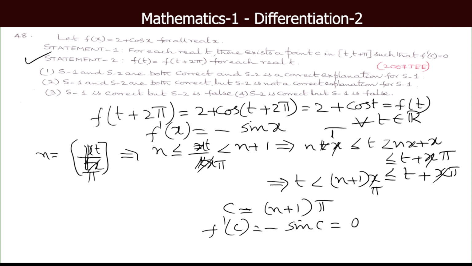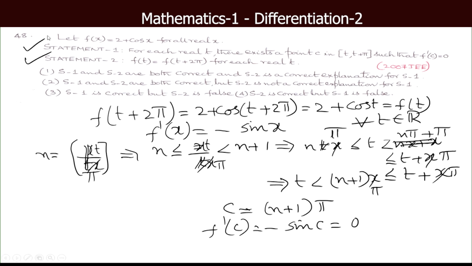So, multiplying by pi, n pi is less than or equal to t, less than n plus 1 into pi. But n pi is less than or equal to t, so this is less than or equal to t plus pi. This means n plus 1 into pi lies between t and t plus pi. So that is our c, the required c in [t, t plus pi]. For this value of c equal to n plus 1 into pi, f dash c is minus sin c, that is clearly equal to 0. And therefore statement 1 is also correct.